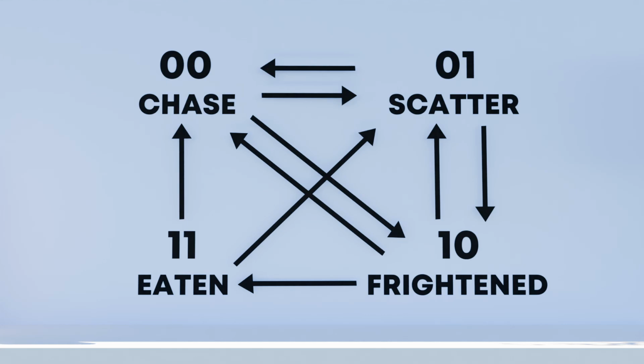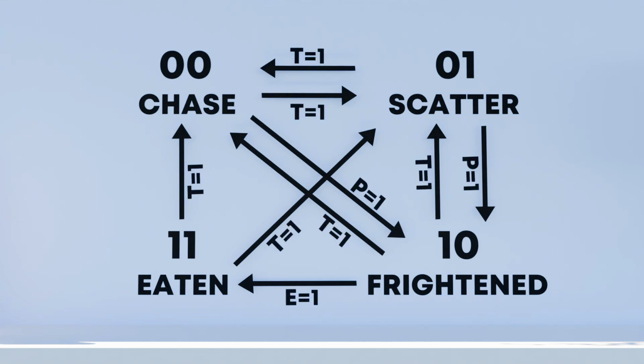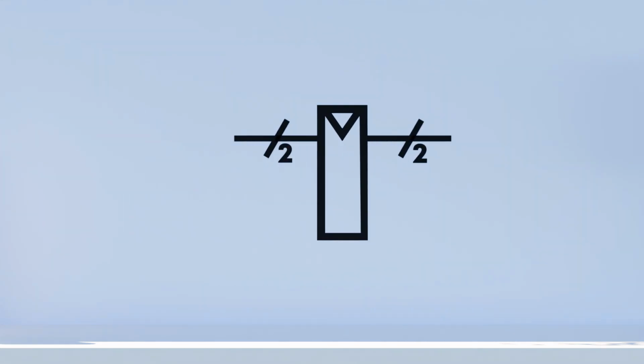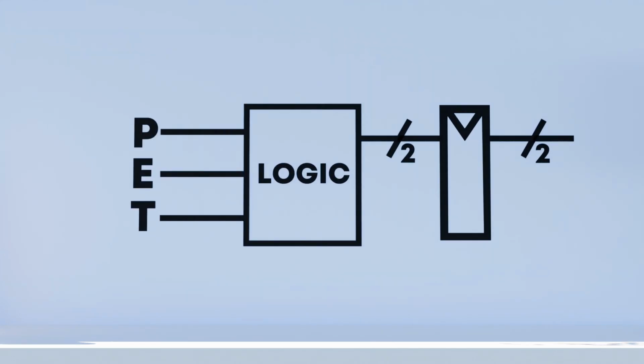We have three inputs, which we can encode with three variables: P for power pellet, E for eat, and T for time. If we want to make a circuit that can do the relevant logic, we'll need a 2-bit register, which receives our three inputs, P, E, and T, and then does some logic with them. But of course, we don't only want our inputs, because then we'd always get the same answer. What we want now as well is our current state, S0 and S1.